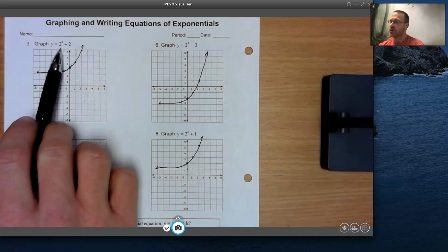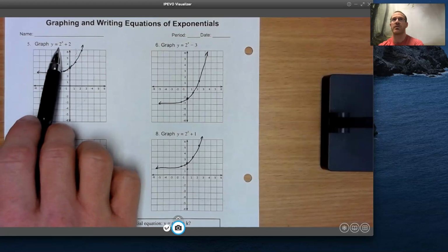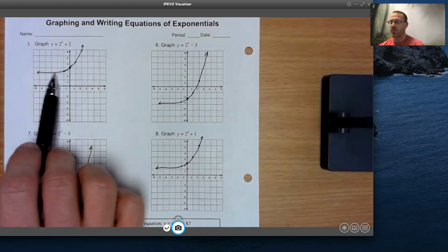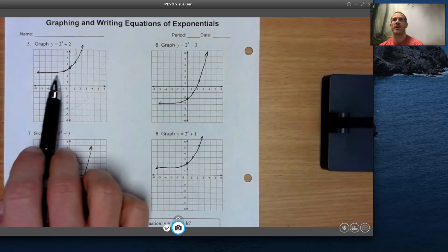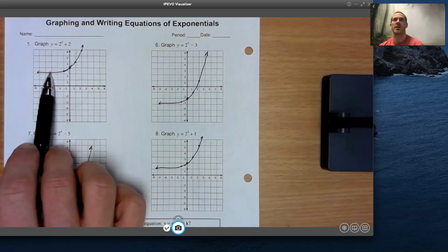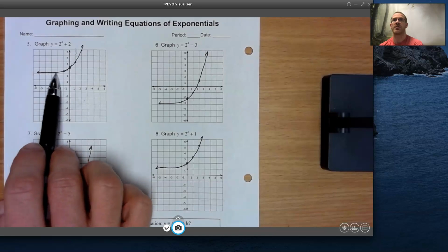So notice we have 2 to the x plus 2. Our b value is more than 1, so it's going uphill. But now notice, it's been raised, right? It's gone up a little bit. Notice the tail of the graph gets really close to 2, but never quite touches it.